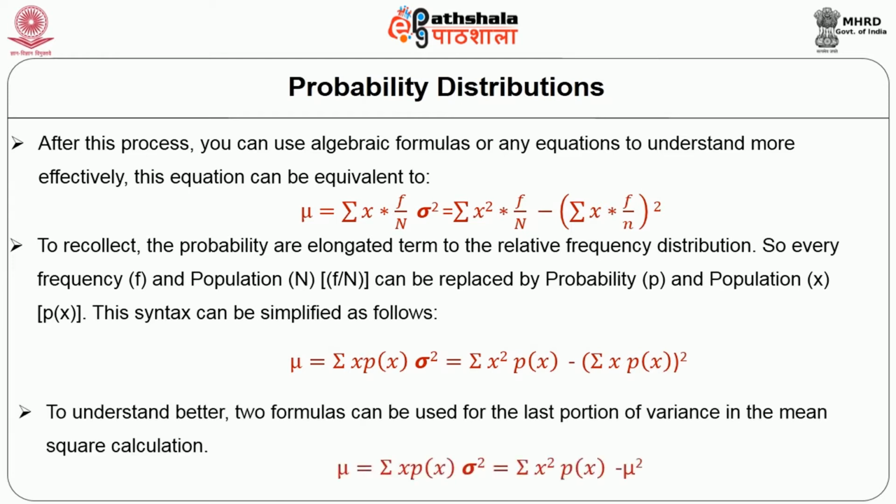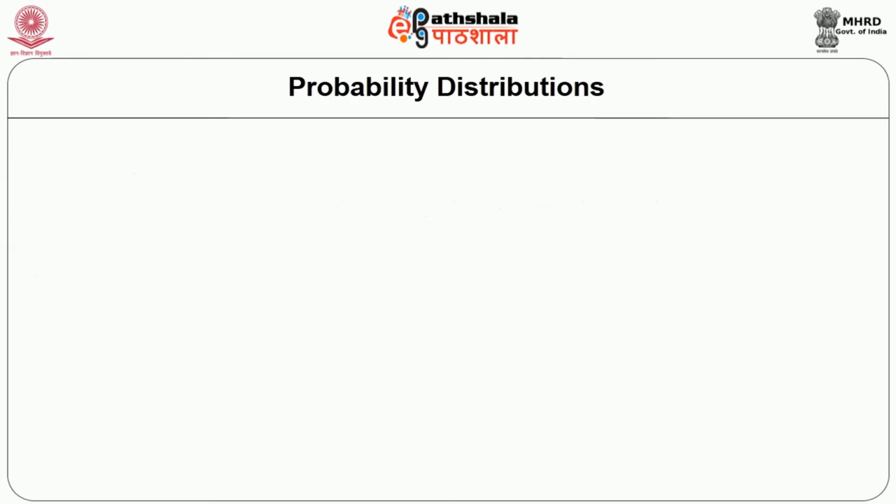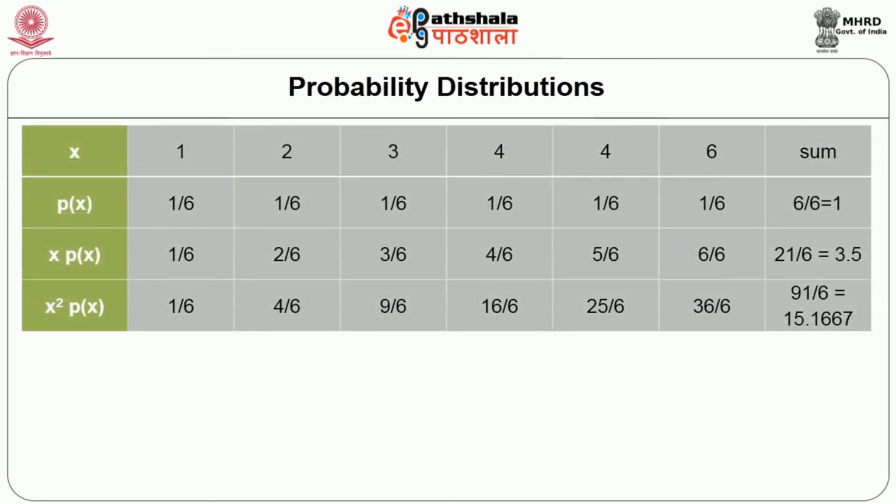To understand this better, two formulas are used for the variance and the mean square calculation. Here the mean is equal to the sum of x into p of x, and the standard deviation is the square root of the sum of x square p of x minus the mean square. The above two examples are worked out in table 2.